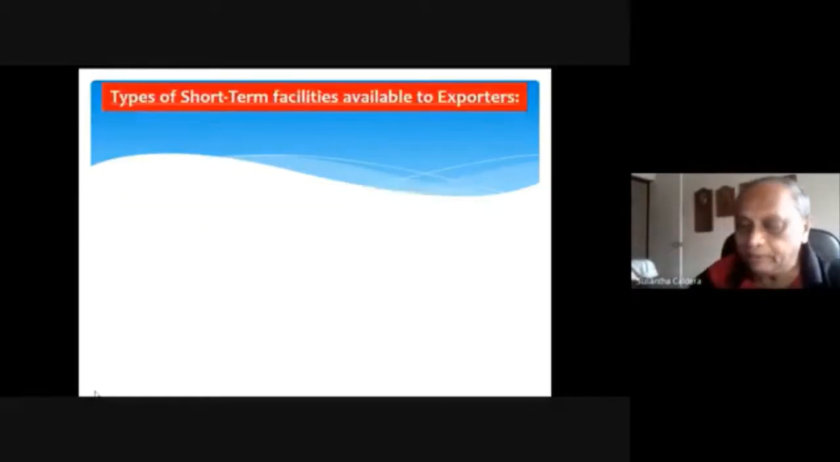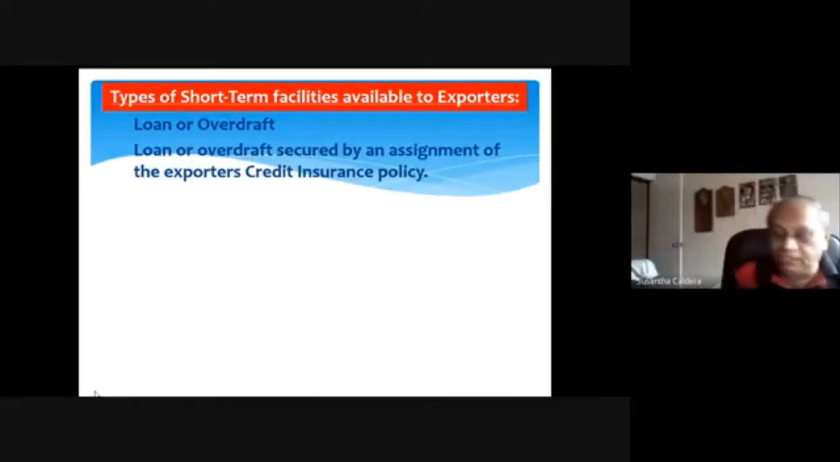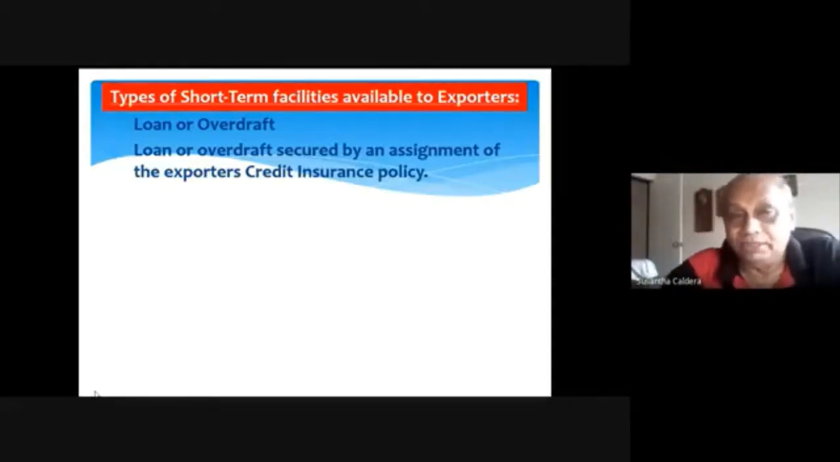Right. Then types of short-term facilities available to exporters. Loans or overdraft. Loans or overdraft secured by an assignment of the exporter's credit insurance policy. Most of the time for exports we can take credit insurance policies. If it has been assigned to the bank, that will be an additional collateral to the bank.